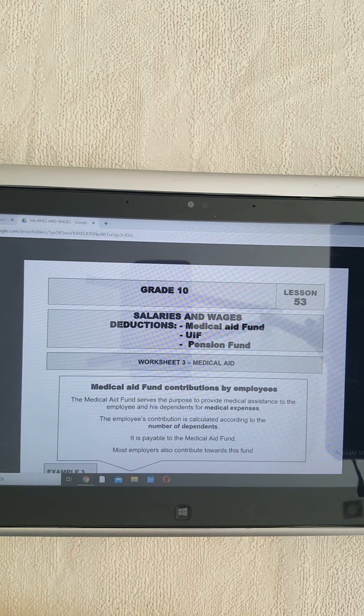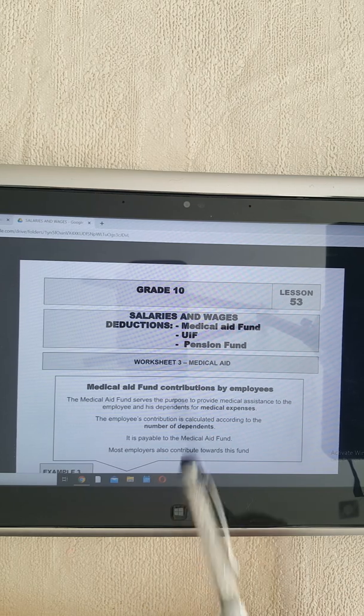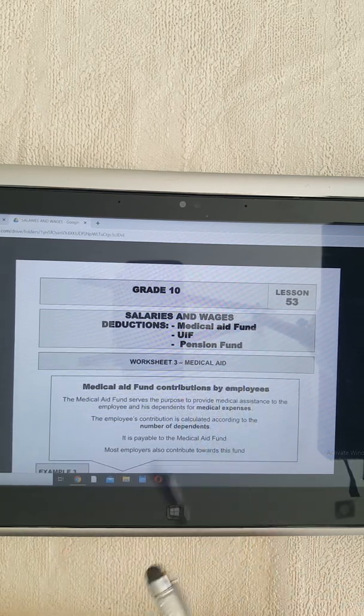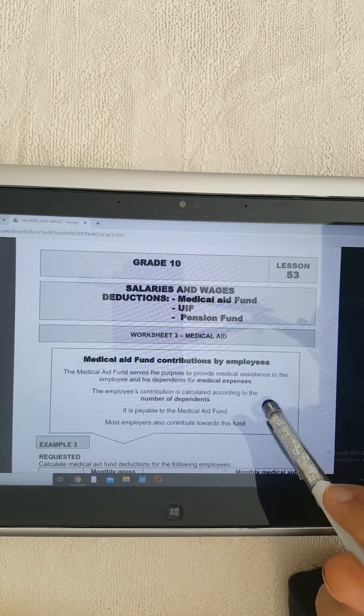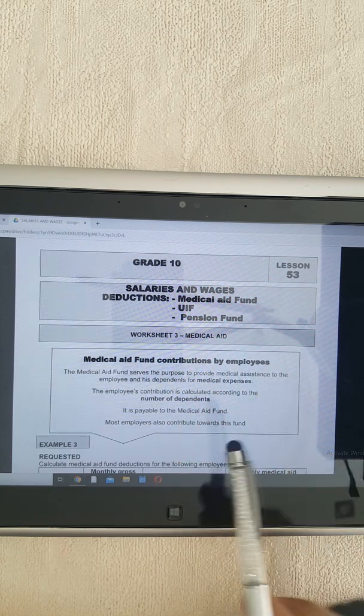So if you're looking in your FET notes, you're going to click on lesson 53 now, right? Okay, we're in salaries and wages, and we're doing deductions for medical aid funds, UIF and pension funds. It's quite simple and easy to read, especially from these notes. Okay, so the first one we're doing is medical aid. Medical aid fund contributions by employees.